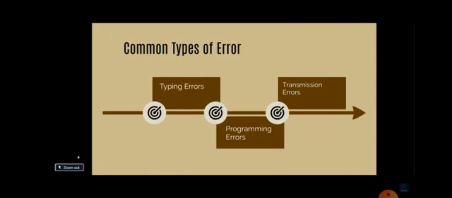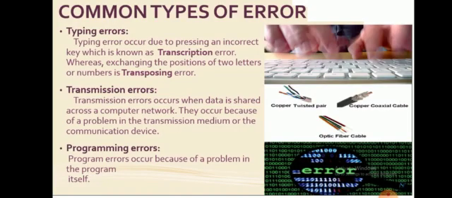When you type another wrong letter instead of the right one, for example in kilobyte, you might write I instead of Y. These are called transcription errors. So these are the categories of your typing errors. Now let's move on to transmission errors.